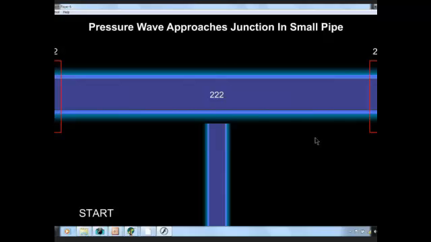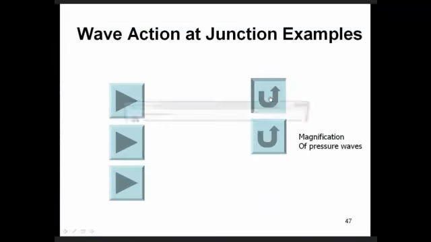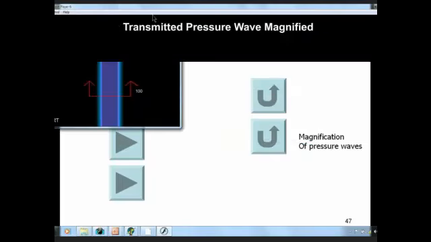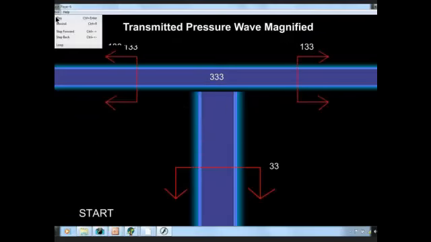A lot of people have the concept that when you're in a distribution system, pressure waves start going through the system, they get transmitted at junctions, and that you're going to reduce the effect. Well, that's true if you're going from small pipes into large pipes. However, most of the time, if we start at a pump station, we have larger pipes. So let's look at this.